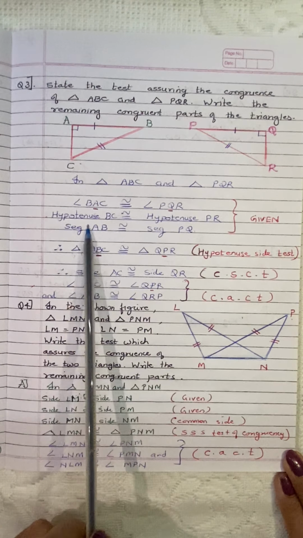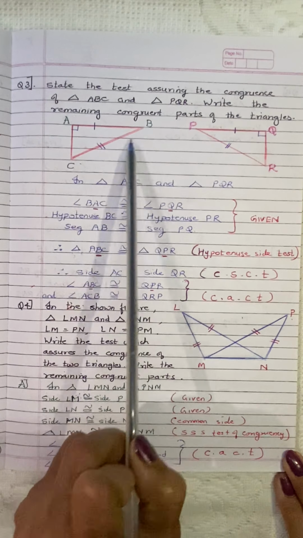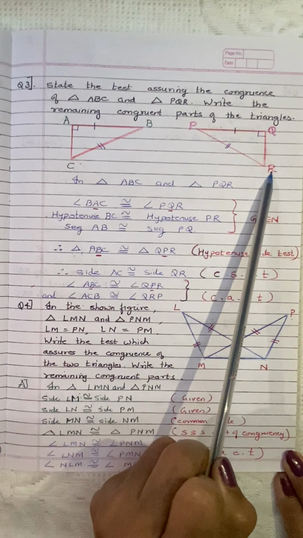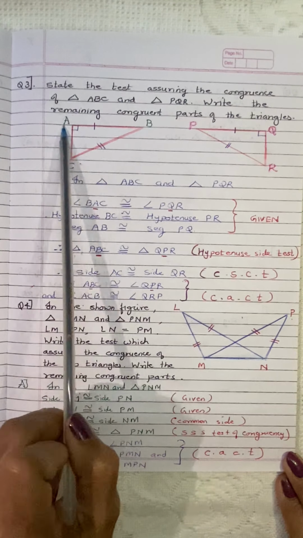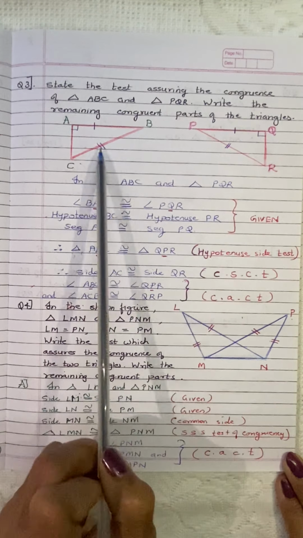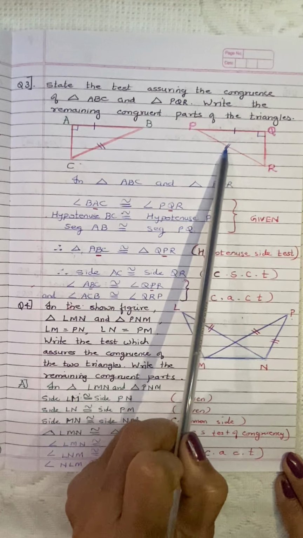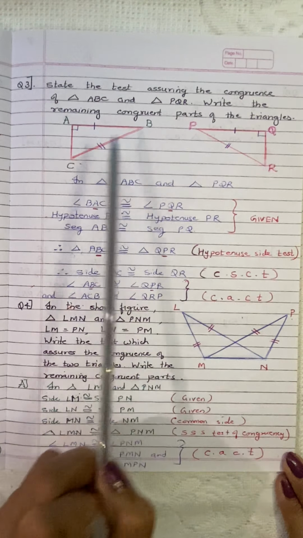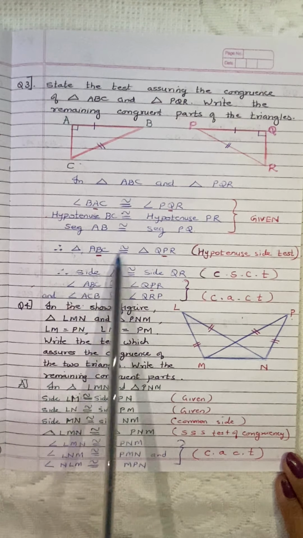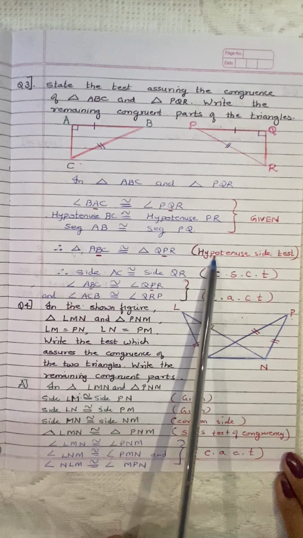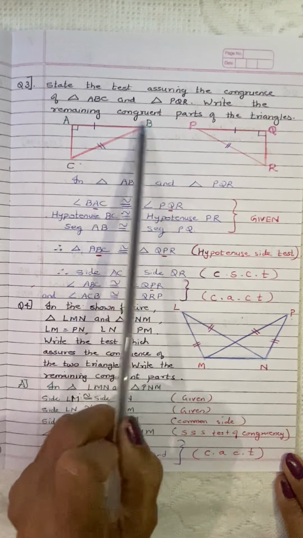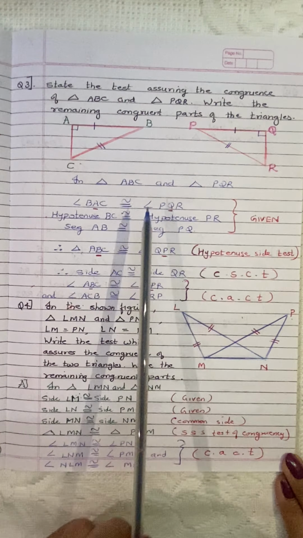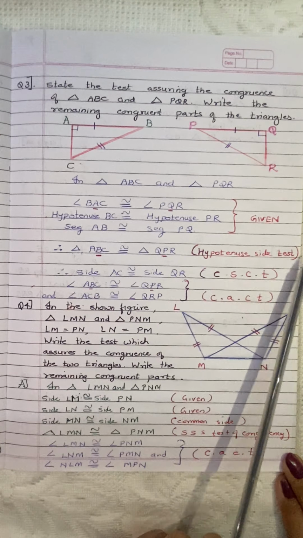So hypotenuse BC, this is the hypotenuse BC, this is hypotenuse PR, they are again congruent, and segment AB is congruent to segment PQ. See all these markings, we need to understand with these markings that they are all equal. So triangle ABC is congruent to triangle PQR, by the hypotenuse side test. Now this is all given according to the test, that is hypotenuse side test, these are equal.